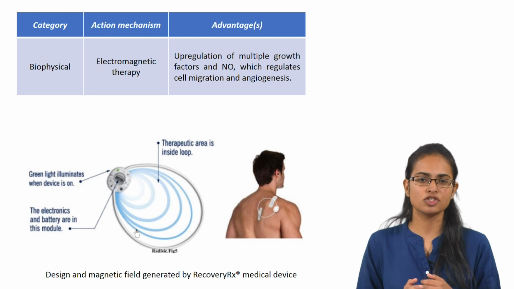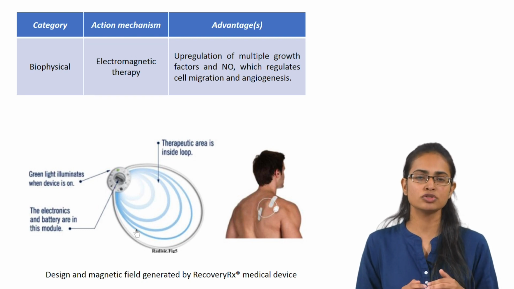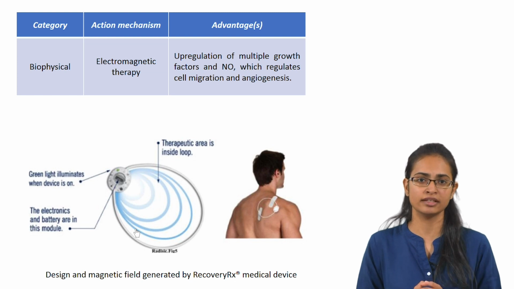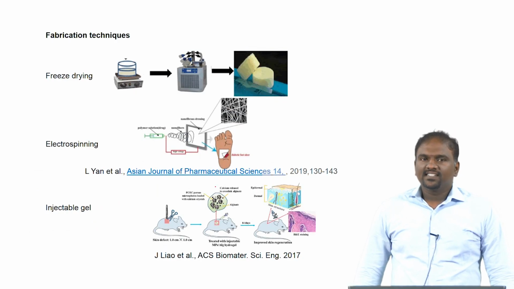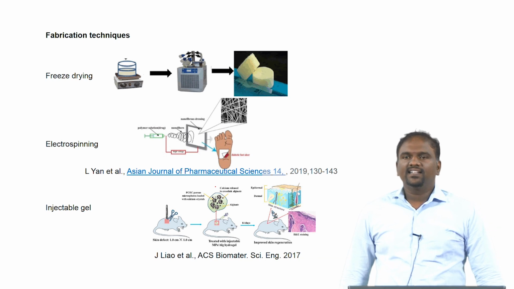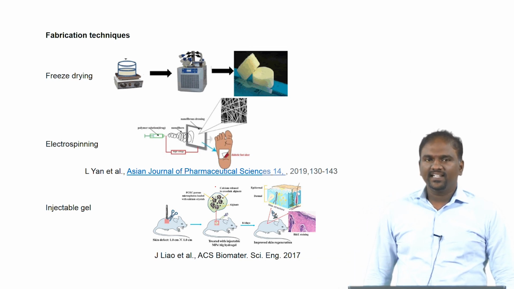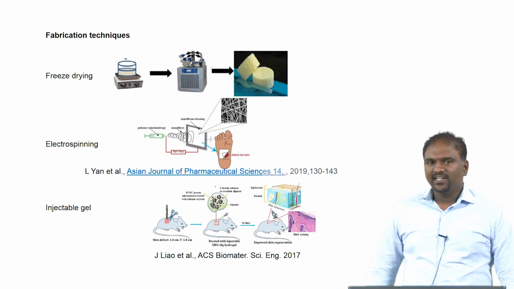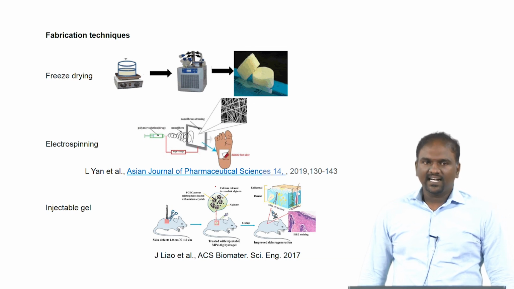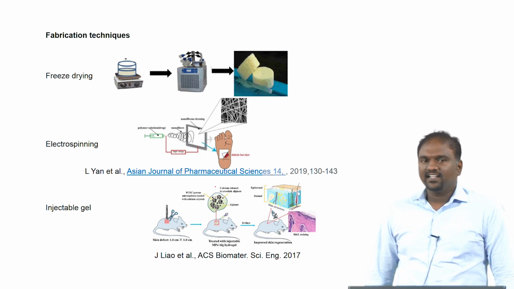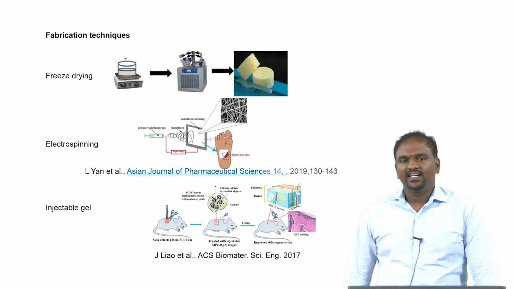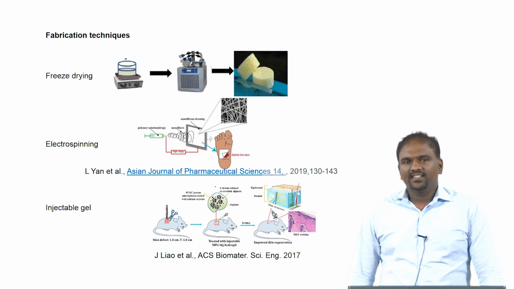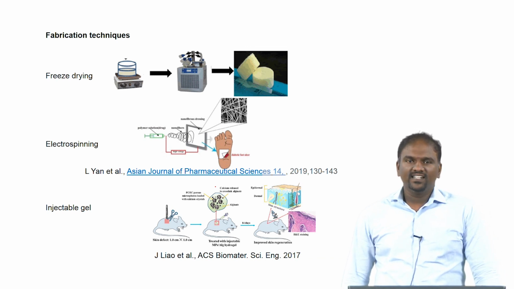In the next few lectures we will look at different fabrication techniques that have been used to synthesize tissue engineered skin grafts. As Vasudha discussed about the design and other characteristics for making skin graft, these can be cumulatively put into three categories. The first one is freeze drying, the second one is electrospinning, and the third one is injectable hydrogel. In freeze drying, they make the polymer solution and keep it in the frozen condition.